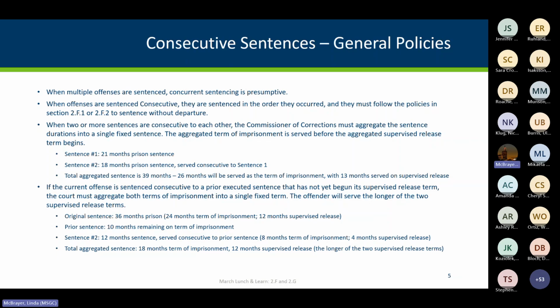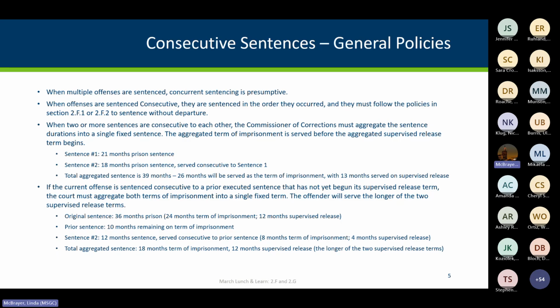When the court is going to sentence an offense consecutively prior to an offense that has not yet begun its supervised release term, the court will always aggregate that 2/3 portion, that term of imprisonment, together. And then the supervised release that the defendant will serve is going to be the longer of the 2 supervised release terms.